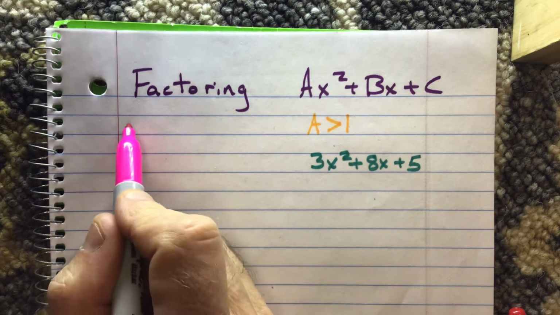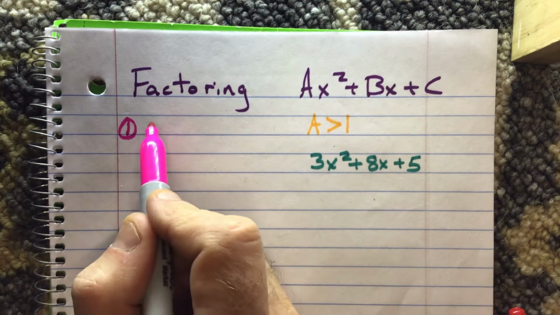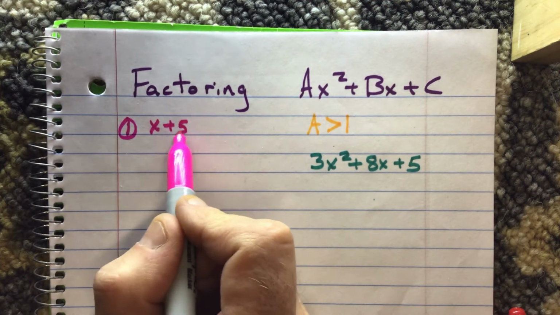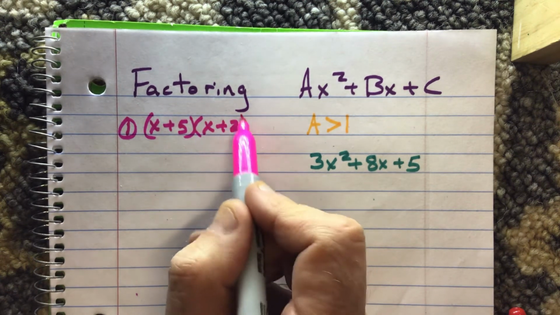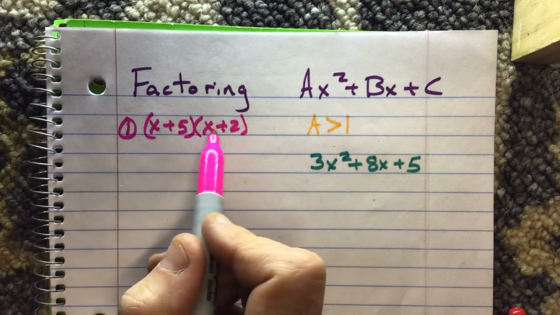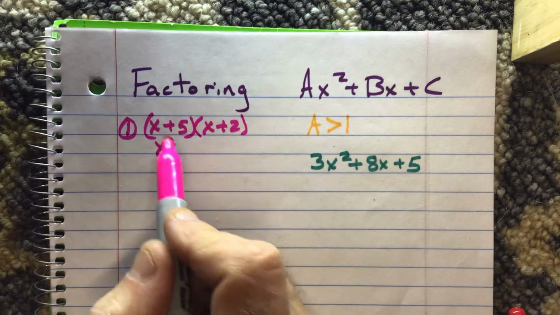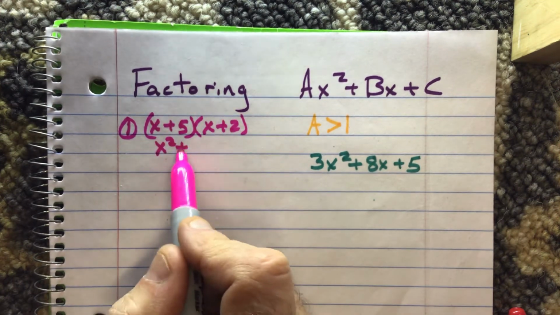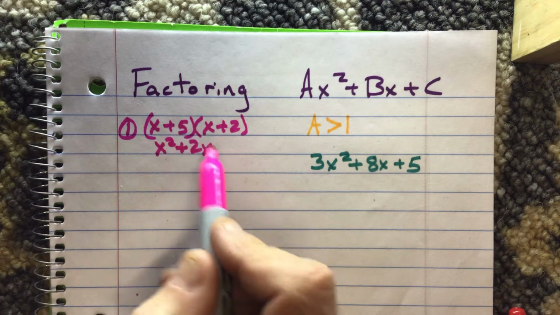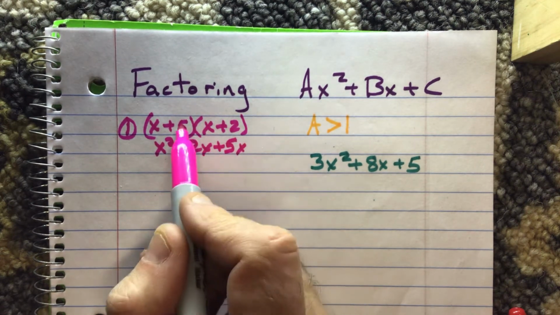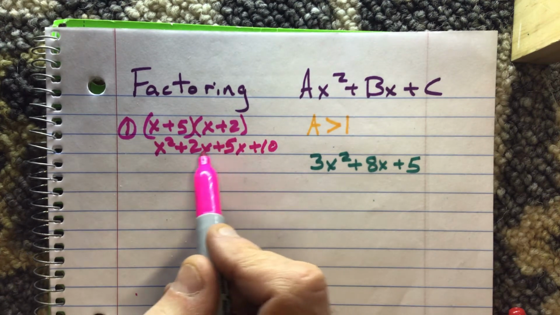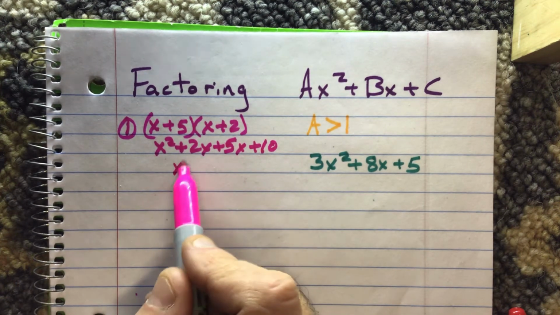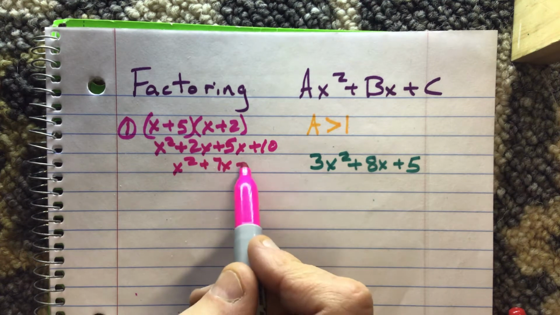So let me back up for a second, just to show you where we've been. When you're multiplying two binomials, you use the FOIL method. You multiply the first terms, that's x squared, the outer terms, 2x, the inner terms, 5x, and then the last terms, 10, and you combine the outer and the inner, and you get x squared plus 7x plus 10.